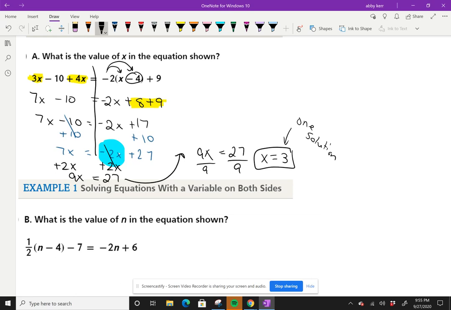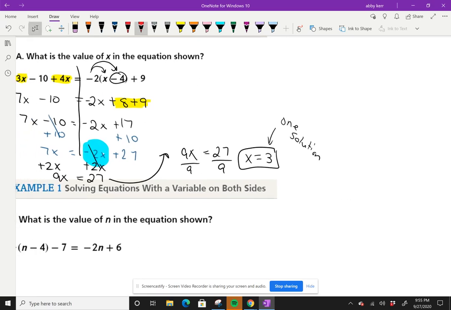If I plug 3 back into every spot I see an x, I would get a true statement. I would get the left side equal a number and the right side equal the same number. So let me just check my answer and show you what I mean. So I have 3, and then I have 3 minus 10 plus 4, parentheses 3, equals negative 2. Plug in that 3 again, minus 4, plus 9.